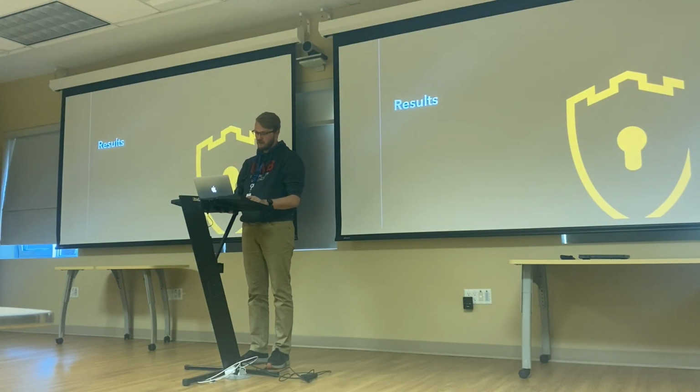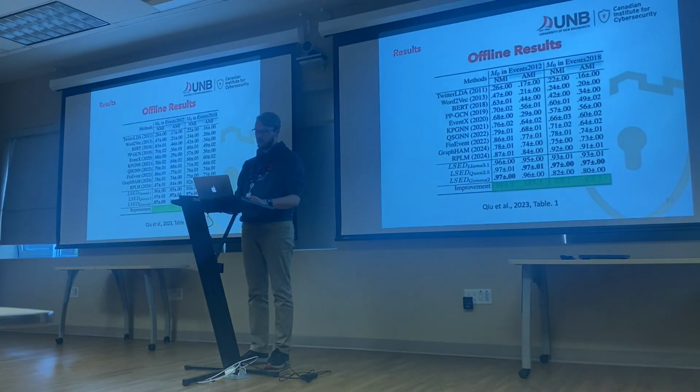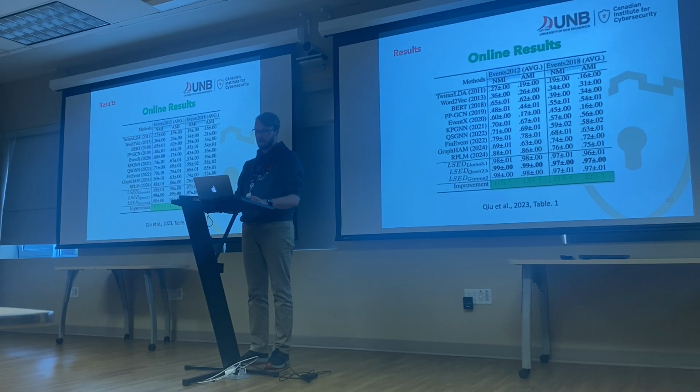So moving on to the results. The offline results show a 10%, a 13%, a 5 and 6% increase over the state of the art, which is pretty great. And we're starting to approach almost perfection with 100%. So that's really good. And again, this is for the normalized mutual information and then the adjusted mutual information metrics respectively. So we can see that they're both going up, which is good. For the online results, we see even better performance. So we can see up to like 21 and 22% for the Events2018 and 11 and 13 for the Events2012.